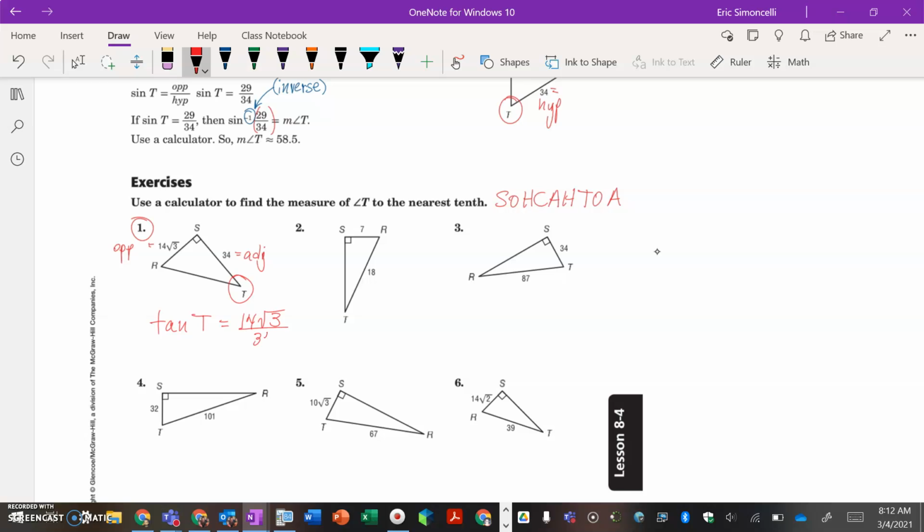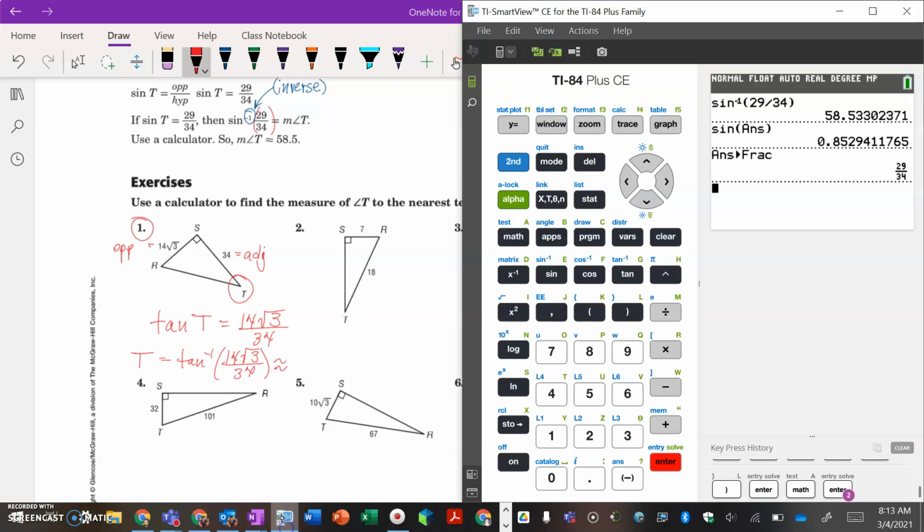adjacent, 34. Okay, so to find t, we'll be able to then say on our calculators here in a moment what the inverse tangent of that ratio is as a decimal. We'll be able to see that. Now you cannot do this without a calculator. So let's get the calculator going here.